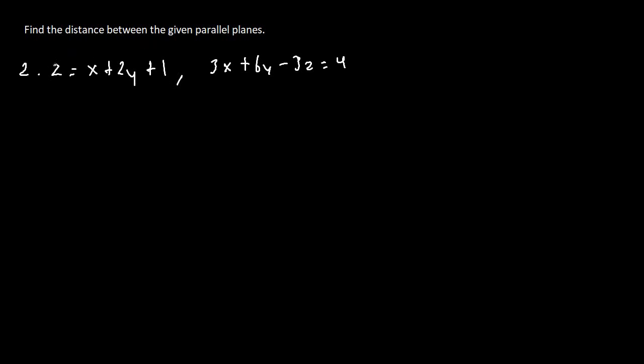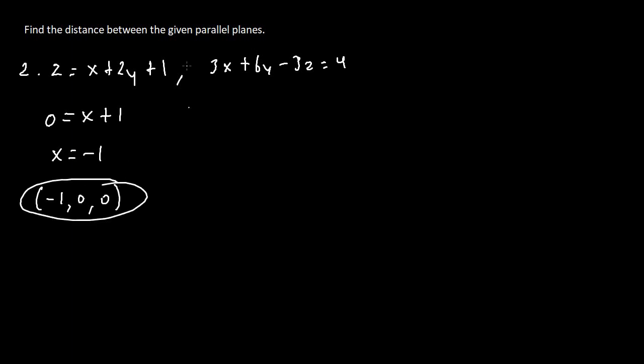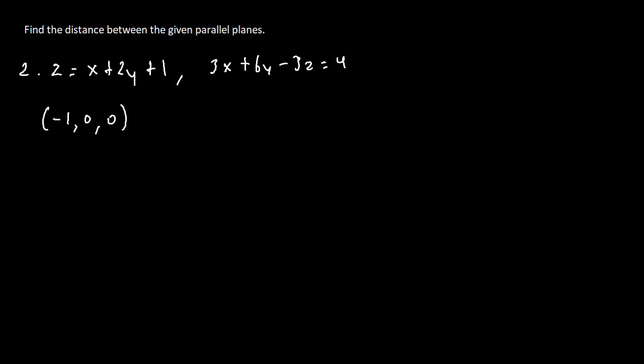What we can do is let's plug in 0 for both y and z. So what we get here is 0 equals x plus 1, which means x equals negative 1. So that tells us that a point on the plane is going to have the x value of negative 1, a y value of 0 and a z value of 0, since we plugged in 0 for both z and y. So now we can go ahead and find the distance from this point to the other plane. So negative 1 is going to be our x1, 0 is the y1, and z1 is also 0.